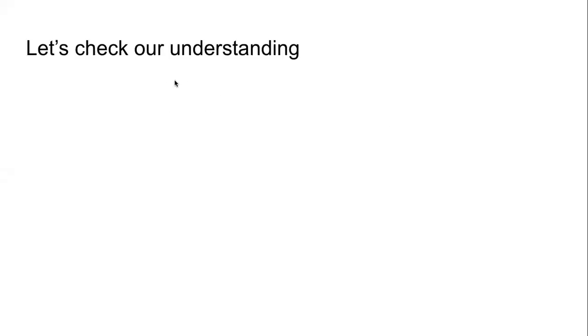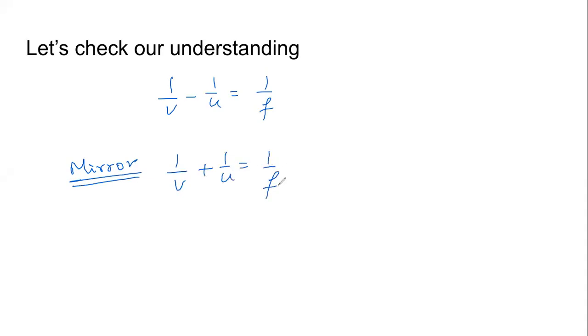Just to remind you, the lens formula is 1 by V minus 1 by U equals to 1 by F. If you remember, the mirror formula is 1 by V plus 1 by U equals to 1 by F. We will not be using the mirror formula this year, but the only difference between these two is this sign. Just a quick reminder.